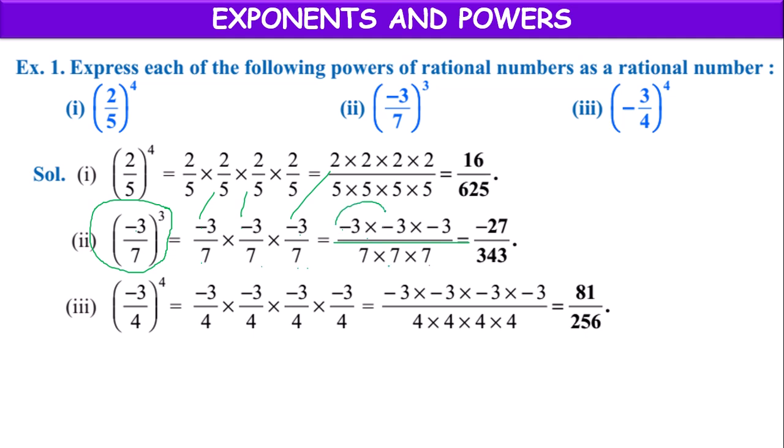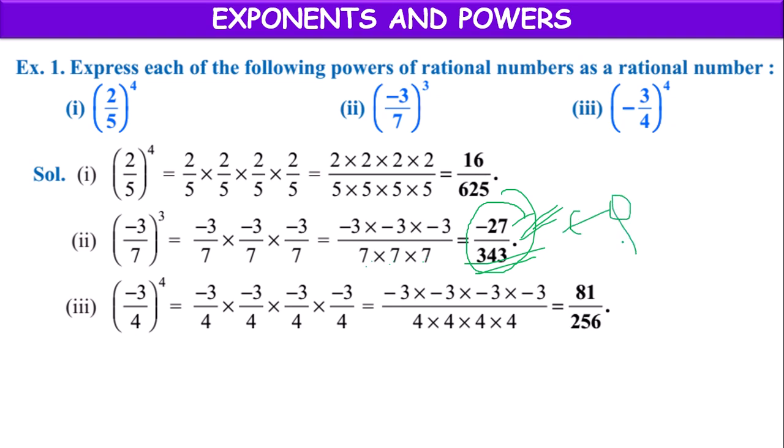So minus into minus, plus; plus into minus, minus. Whenever minus is multiplied an odd number of times, always minus only will come. If minus is multiplied an odd number of times, directly we can keep minus. If minus is multiplied an even number of times, we can keep plus 1. Here minus is multiplied an odd number of times, that is 3 times. So minus will come. 3 3 times 9, 9 3 times 27. Numerator 27. 7 into 7 into 7: 7 7s are 49, 49 7 times 343. So minus 27 by 343, it's a rational number.